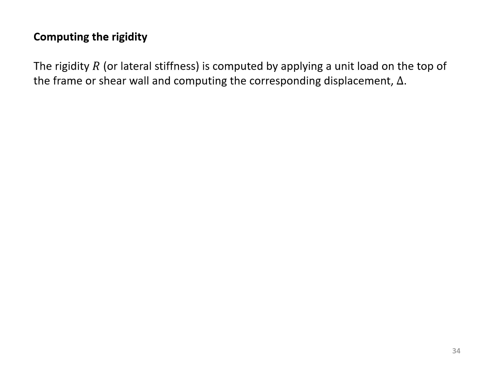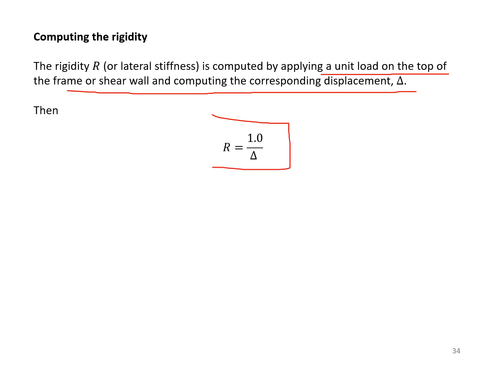Now, how do we compute the rigidity? We talked about rigidity being R, but in this part of the lecture, let's talk about how to compute the rigidities. The rigidity R, which is also called the lateral stiffness, is computed by applying a unit load on the top of the frame or shear wall and computing the corresponding displacement delta. And then the rigidity is simply 1 divided by delta. The unit is kips per foot or pounds per foot, as you saw in my example.